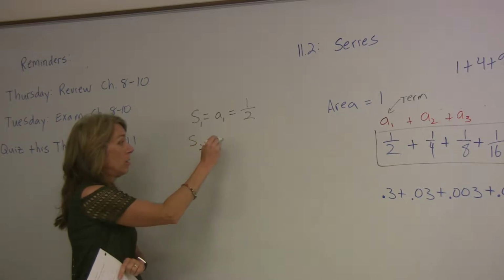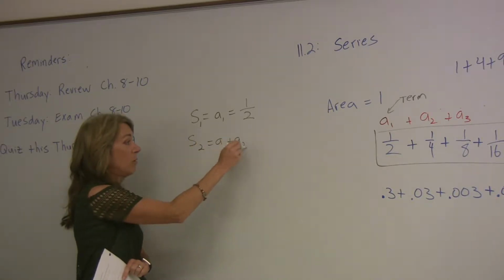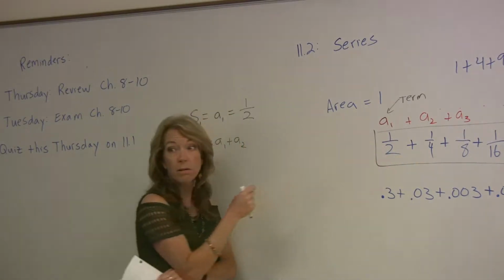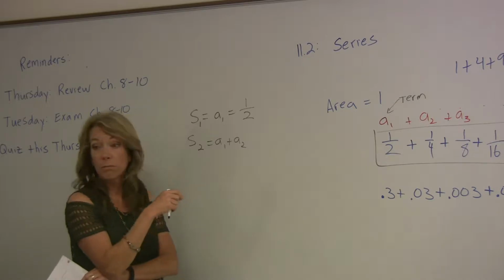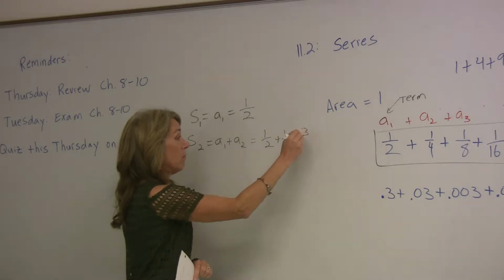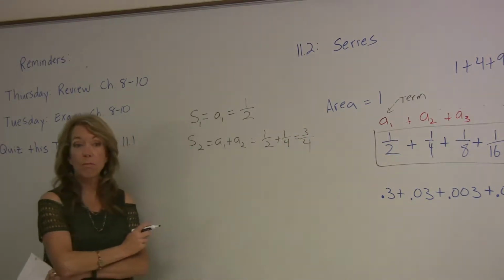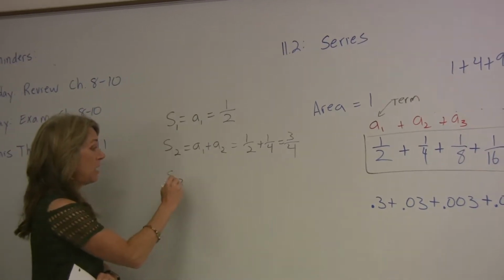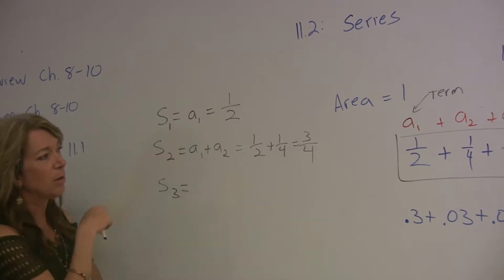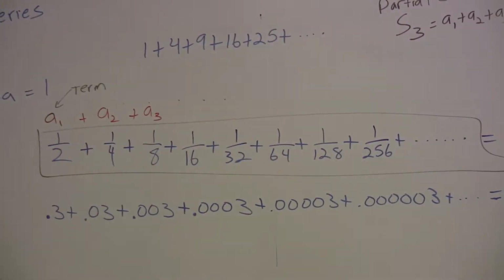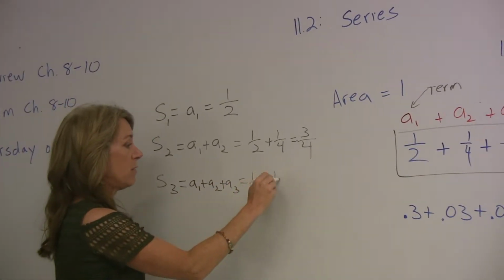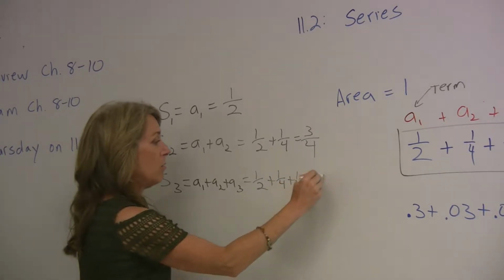S2 is A1 plus A2, the sum of the first 2 terms. 1/2 plus 1/4, 3/4. Agreed? S3, did we do 3 already? Oh, we just wrote it up there, we didn't actually do it. The sum of the first 3 terms. I'm going to add 1/2 plus 1/4 plus 1/8, which is 7/8.